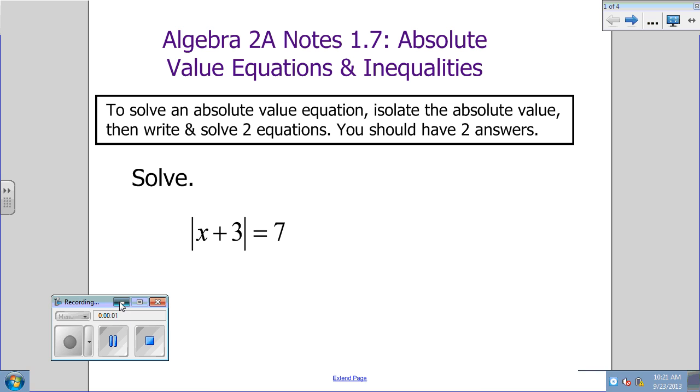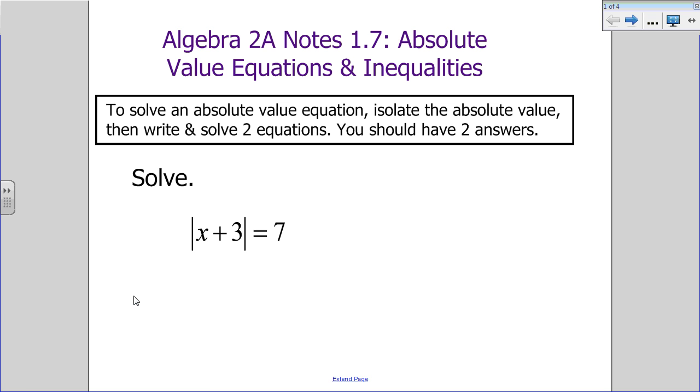Our goal today is to solve our absolute value equation. You have to isolate the absolute value first, and so what we usually have done is focus on isolating the variable. So all that means is you have to get the absolute value by itself, and then write and solve the two equations. When we talk about the two equations, we're talking about the positive side of 0 and the negative side of 0. Those are what make up the two equations.